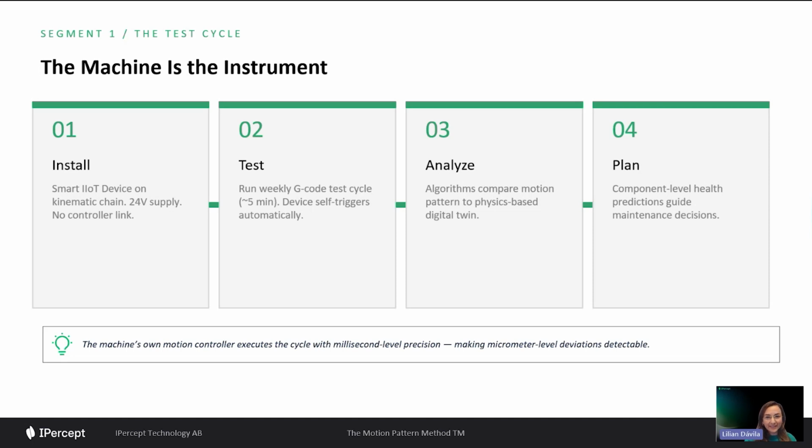After this, we have the test cycle. We run a predefined G-code sequence every week, which lasts about 5 minutes. The device is self-triggering, which means that it detects the test automatically, and the operator doesn't need to do anything special when it's running. Third is the analysis. The algorithms compare the data that is captured to a physics-based digital twin to identify deviations and map these to specific failure modes. And fourth is the planning. The output is a component-level health prediction and recommendation that you can then use to guide your maintenance decisions. Not just something is wrong, but which subsystem, which component, and what to do about it.